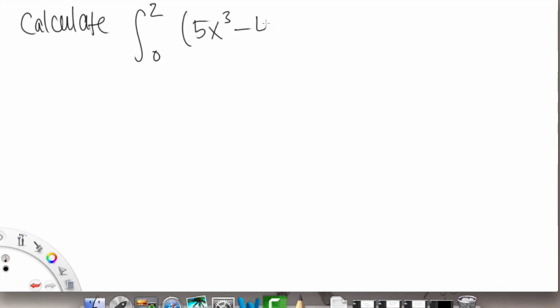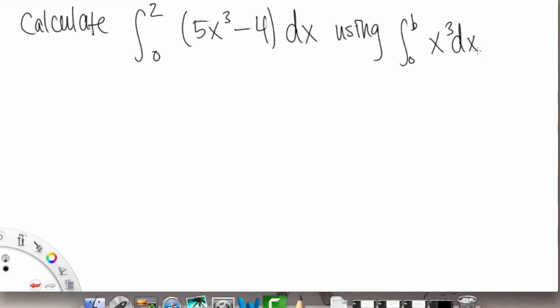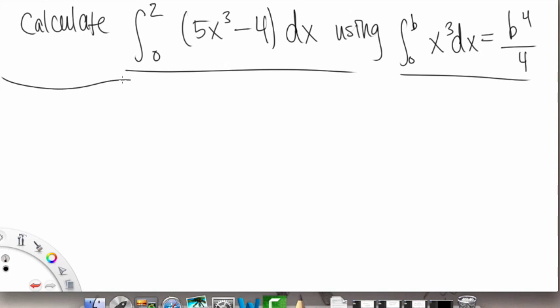Alright, let's do an example of some integration. We're going to calculate the following integral, from 0 to 2 of 5x to the third minus 4, dx. We're going to use the fact that the integral from 0 to b of x to the third dx is equal to b to the fourth over 4. We want to get this into a form where we can use the formula we're given to solve for the integral.